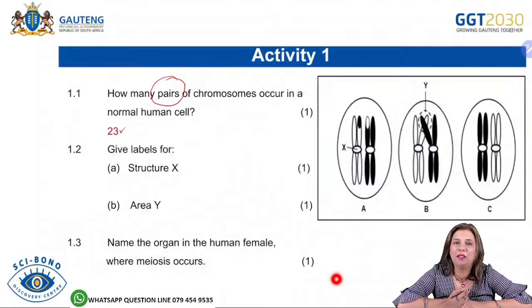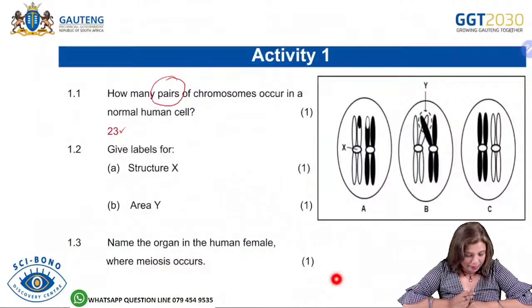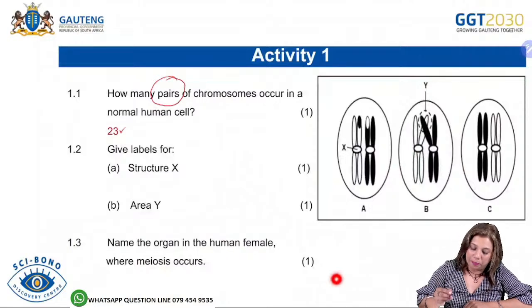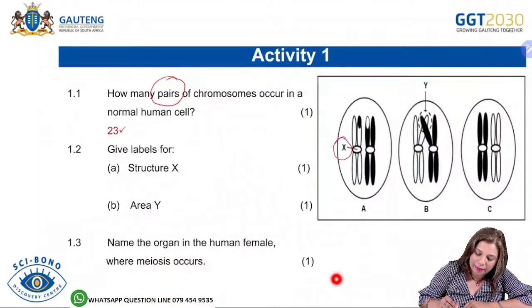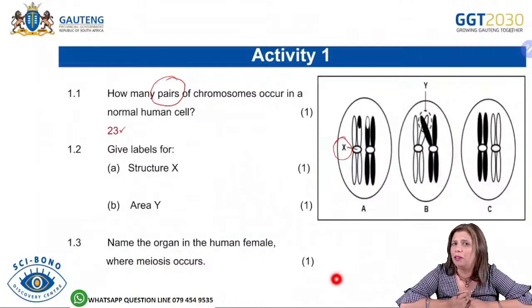Make the mistakes now, and I promise you, you're never going to make those same mistakes again in the exam. Okay? So let's look at 1.2. It says, give labels for structure X. So there's structure X. I'd be very, very worried about you if you didn't know what structure X was.